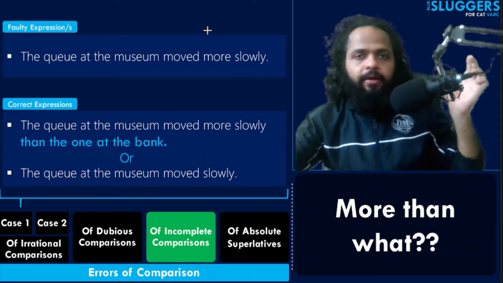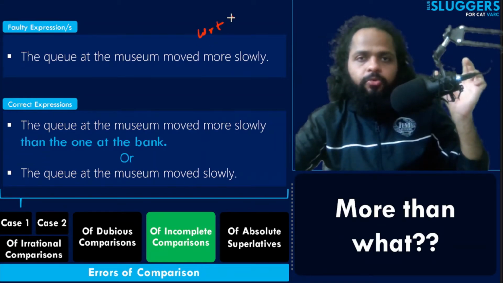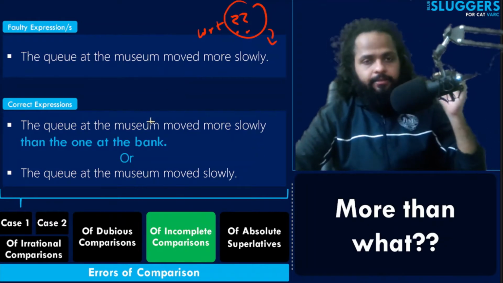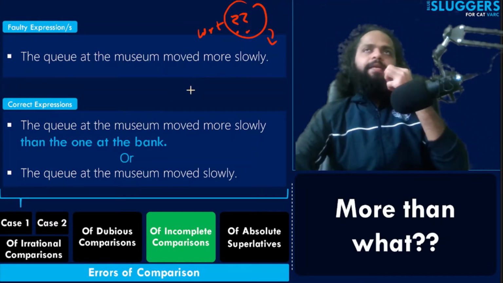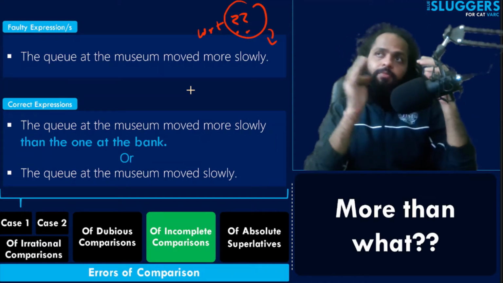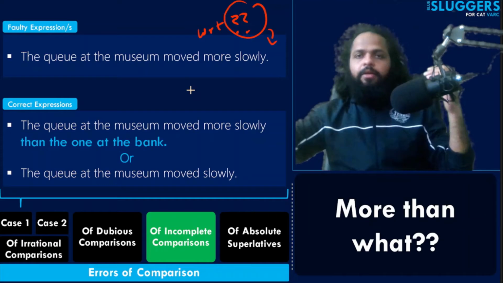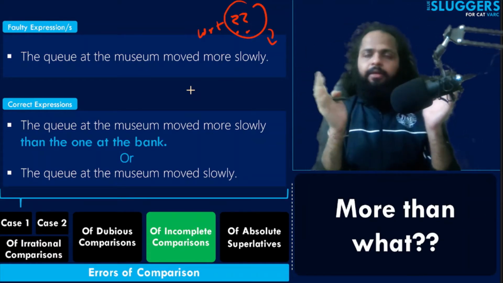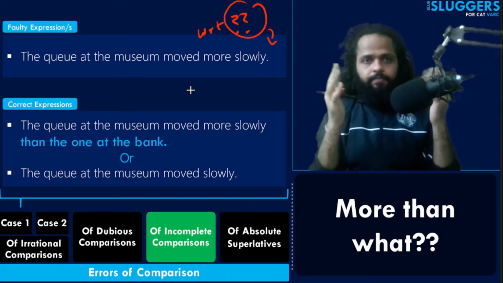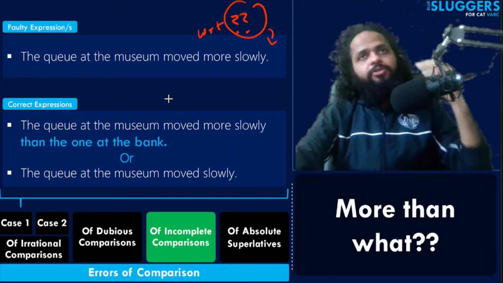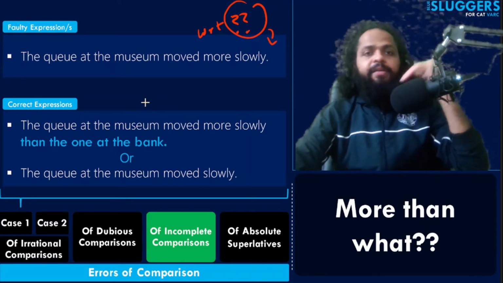That with respect to something, this something part is missing here, and that's exactly what makes this sentence incorrect, right? You'd rather, so either you want to convey that the queue at the museum moved more slowly than something else, or maybe you simply want to convey that the queue at the museum is moving slowly, right? Both the ideas are fair, okay? But the way you'll construct a sentence for either of the ideas would be different, right?